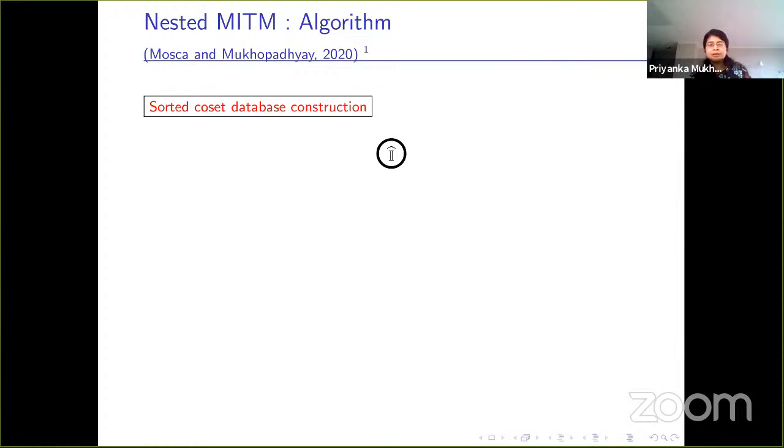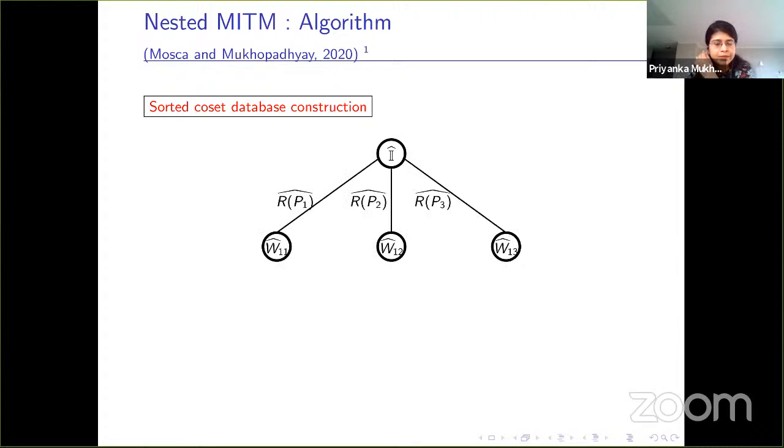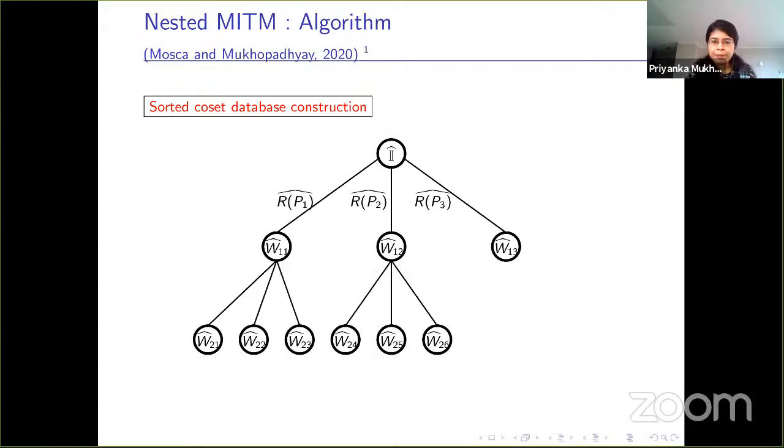For example, this shows the construction of the sorted coset database. We start with identity, we multiply it with RPs. Then each RP in the first level we multiply by RP to get the unitaries in the second level.